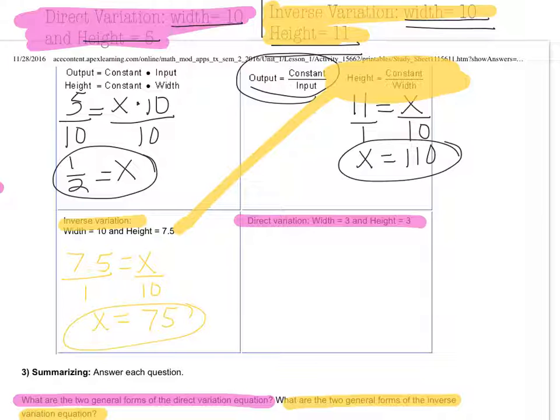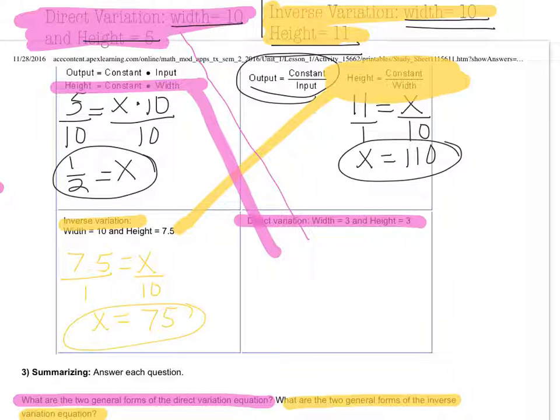And then same thing over here, direct variation highlighted in purple. Got my purple right there. Doing the same exact steps. Here is my equation, which is the height is equal to the constant times the width. So let's go ahead and plug it in and go to work.